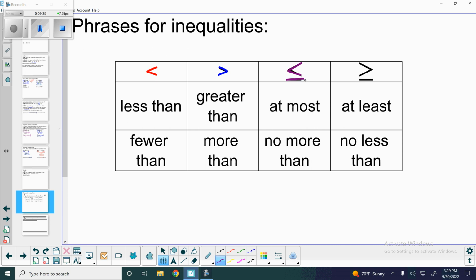Less than or equal to, sometimes that means at most or no more than. You can have no more than $5, that means you have less than or equal to that amount. Greater than or equal to is also known as at least or no less than. So if I have to have at least $10 to go, I can have no less than $10. I have to have $10 minimum. So those are the different words that you might see for that.